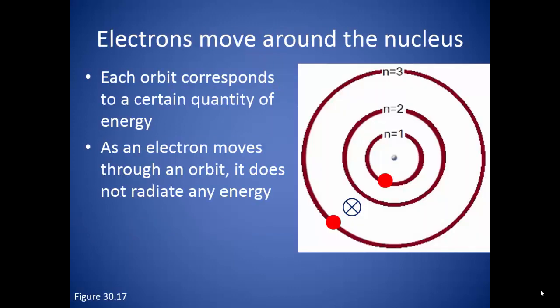Bohr's model is composed of two statements about the atom. The first one is that electrons move around the nucleus in a specific circular orbit. Each orbit corresponds to a certain discrete quantity of energy. This idea incorporates the quantum theory of energy by stating that the electrons can only have specific amounts of energies associated with them. Again, just like the rungs on a ladder, that electron cannot exist in between any two orbits.